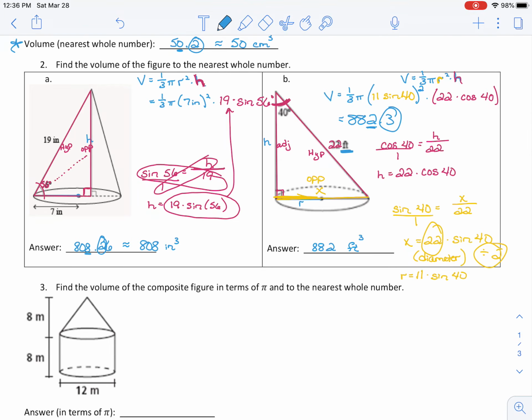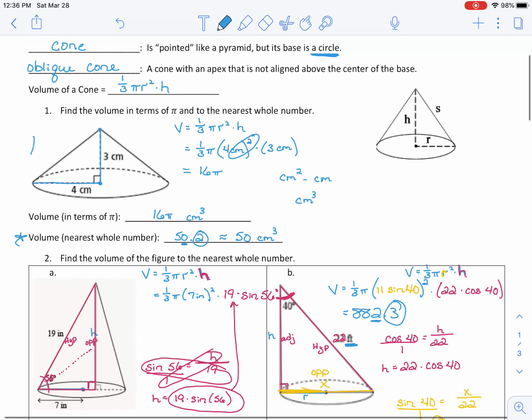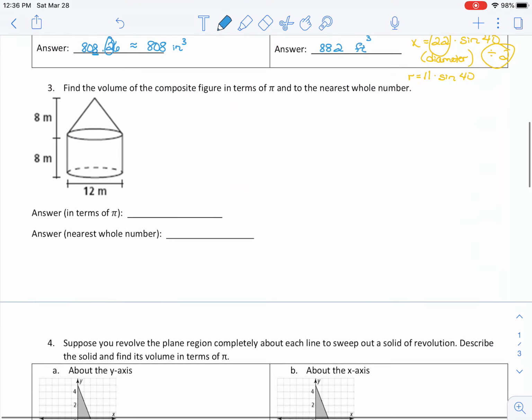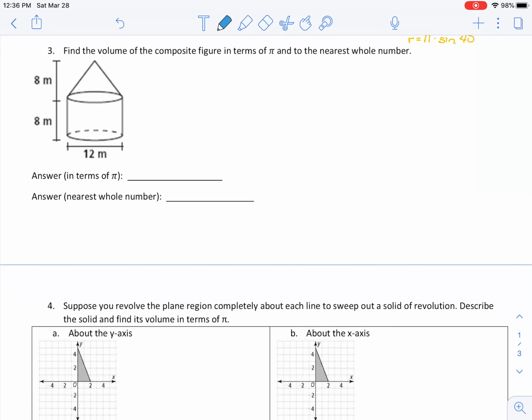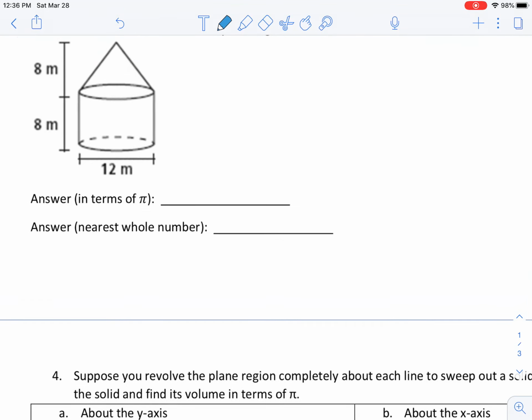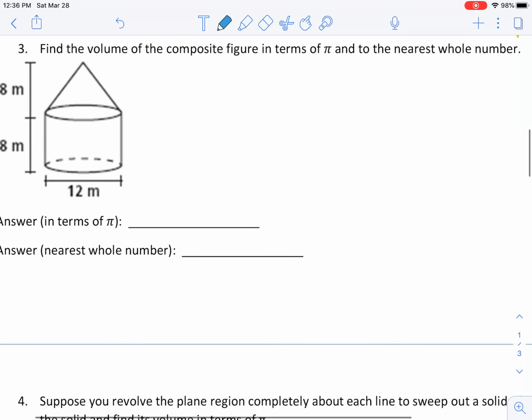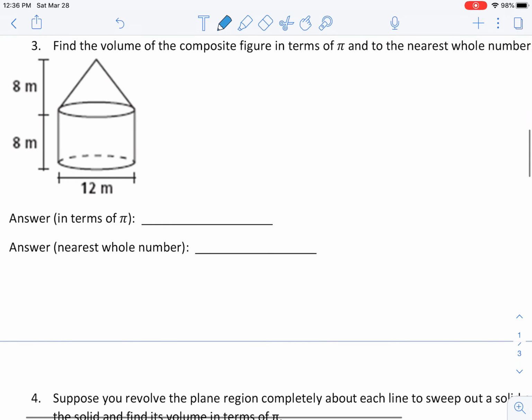You should not expect a ton of problems like that, but it is a nice throwback to, hey, we know right triangle stuff. But like I said earlier, this is like best case scenario. This is the easiest type of problem we could give you. Number 3 is similar to it, but it's just like an extension of it. We have a composite figure, which just means we took 2 shapes and we glued them together. So the 2 shapes in here are the cone on top and the cylinder on bottom.